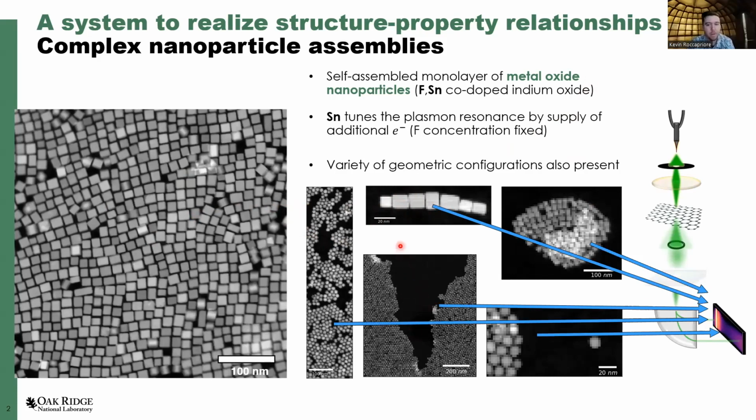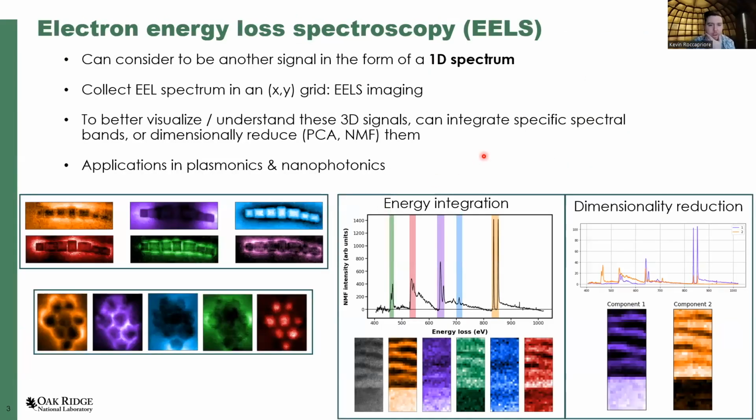Can we learn something about the system? I'll start off by saying we can collect a spectrum image. In other words, we collect an EEL spectrum at every pixel in some region, and then we can analyze that in a number of ways. The traditional way is to integrate some energy band and then display that. These are the simple ways of analyzing the data. There are other ones with dimensionality reduction, which I'll show in a minute, but we're really not understanding anything between the geometry and the resulting response.